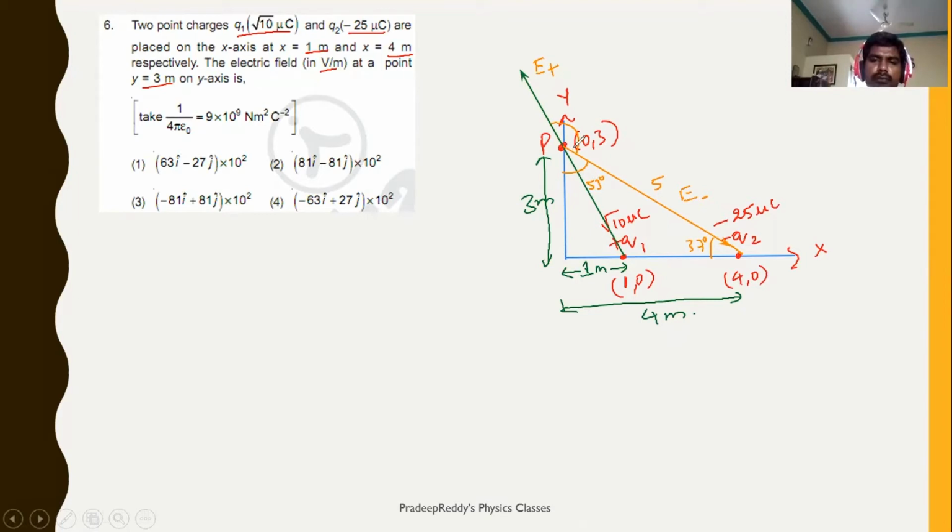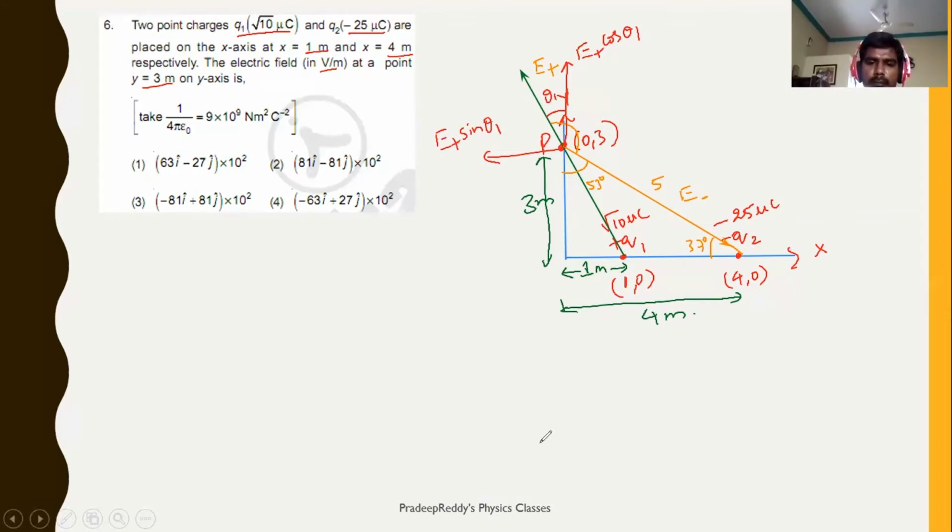Net field, in order to find that, you will be using the parallelogram law of vectors just by taking this angle over there. Or you can even resolve E plus into its components, E minus into its components. So that will be very easy. So E plus, there is one component. If I take this as angle theta 1, it will be E plus cos theta 1. And in this direction, it will be E plus sine theta 1.